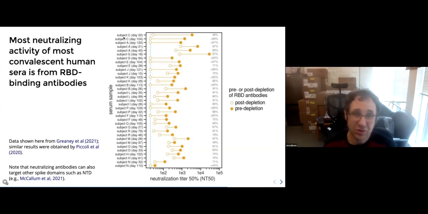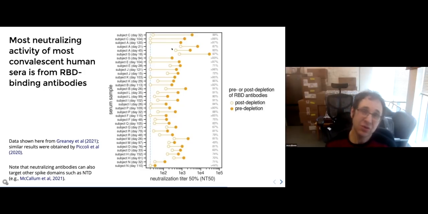This plot shows the results of serum from a whole bunch of different individuals that had been previously infected with SARS-CoV-2. On the x-axis here is the neutralization titer, so a bigger number means they neutralize the virus better. Most people have neutralization titers between 1 in 100 and 1 in 10,000, and those neutralization titers are these closed circles here.